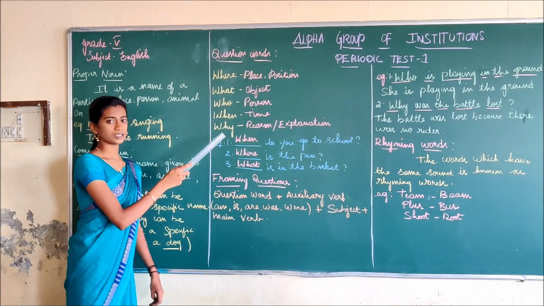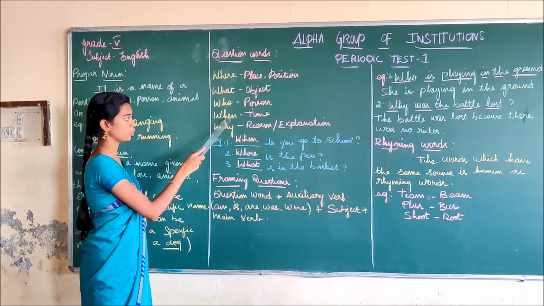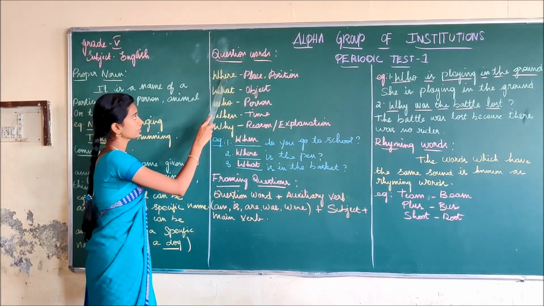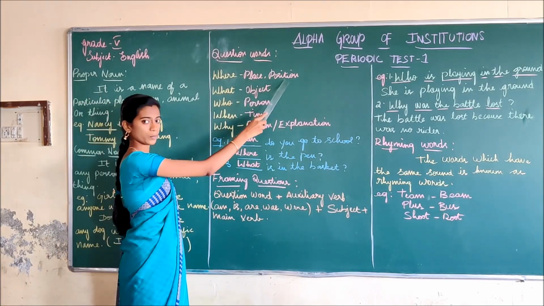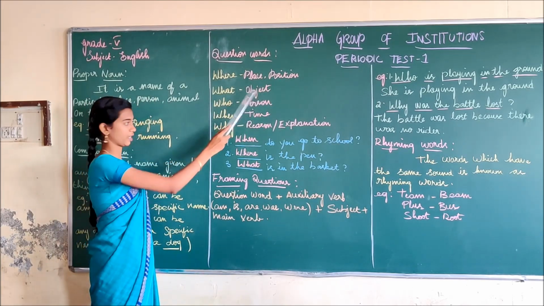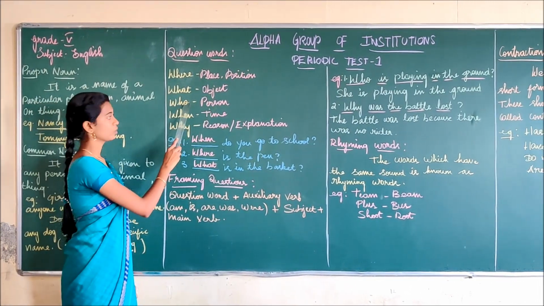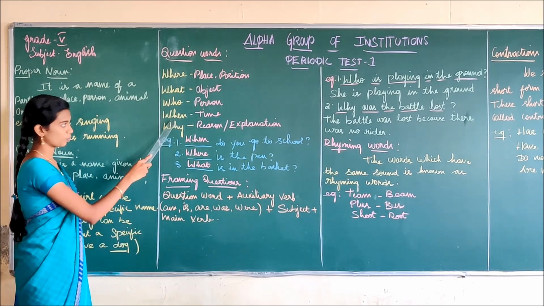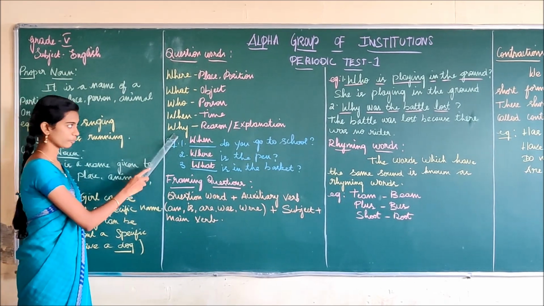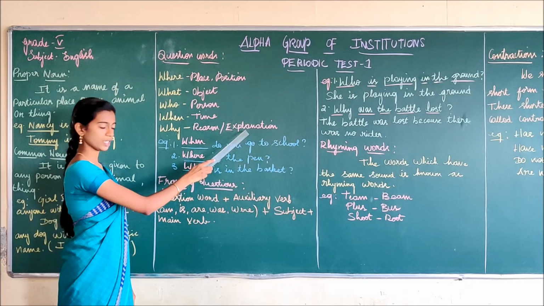Next, question words. In the question words, I have given you some words: where, what, who, when, why. So now let us see what these words refer to. Where refers to the place or position. What refers to the object. Who refers to the person. When refers to the time. Why refers to the reason or the explanation.